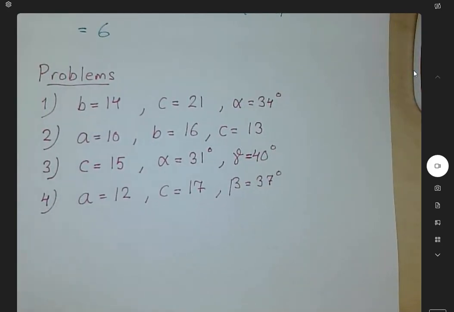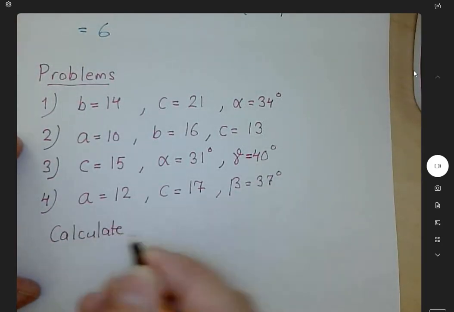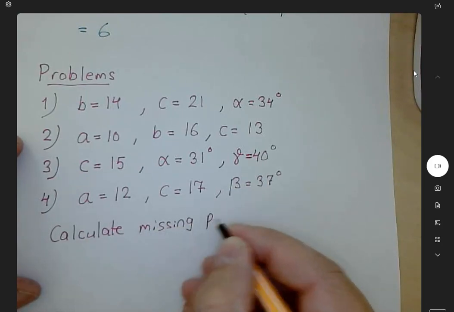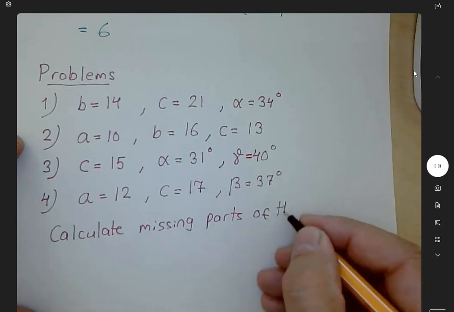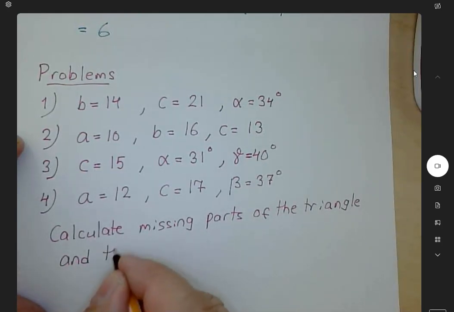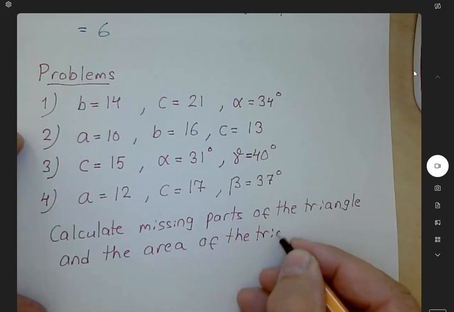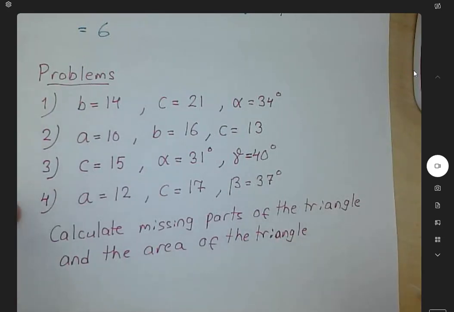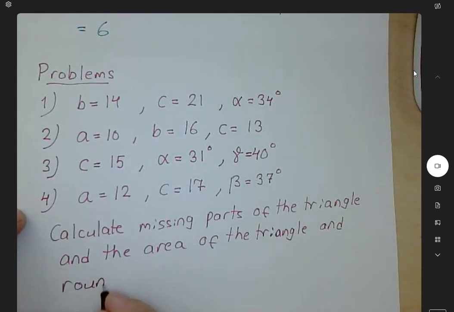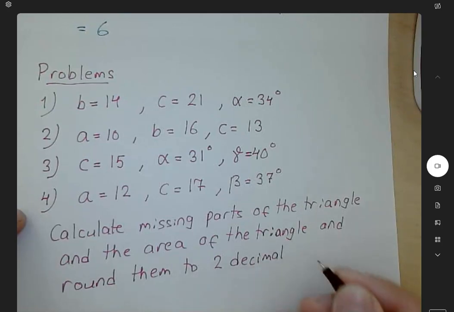So now what are we calculating? Calculate the missing parts of the triangle and the area of the triangle, and round them to 2 decimals accuracy. 2 decimal places is all you can say.